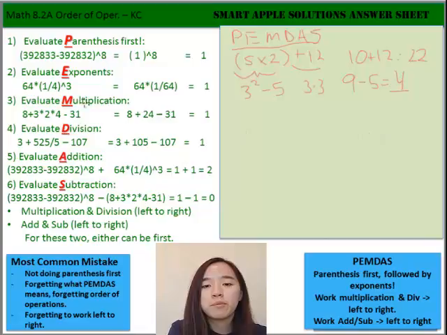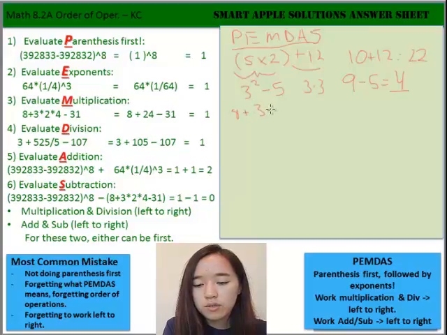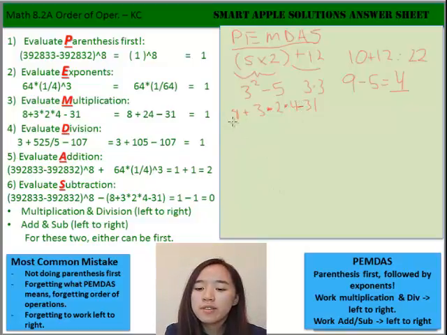Now we're moving on to M, which stands for multiplication. So let's look at this example that's been provided for us here. We have 8 plus 3 times 2 times 4 minus 31. Now, the first thing we do, we have to ignore this 8 and the minus 31 because those are just addition and subtraction, and those come after we solve multiplication. So we see here that 3 times 2 times 4, all these need to be multiplied. So we're going to work this part first.